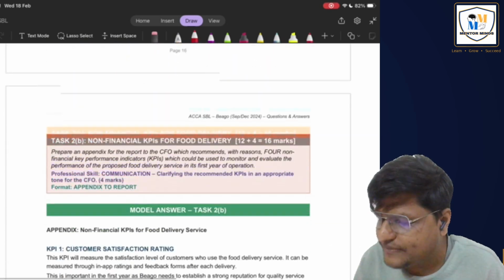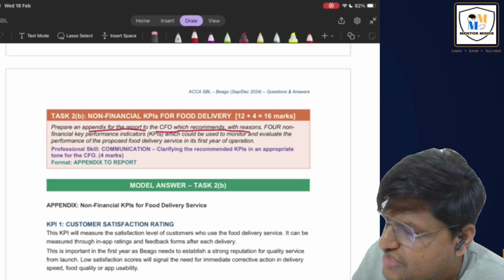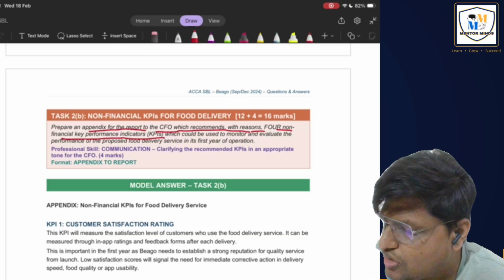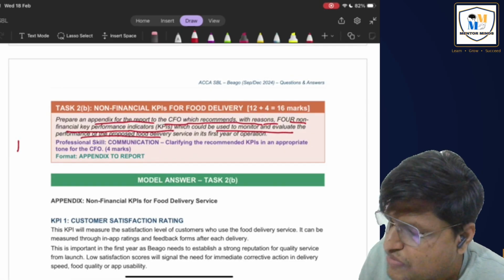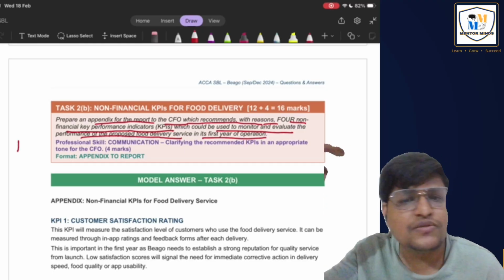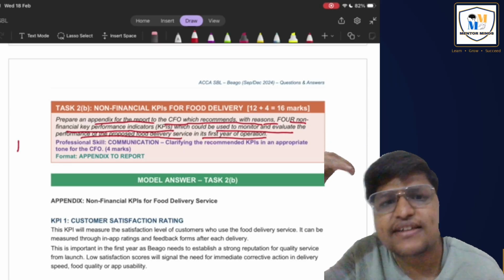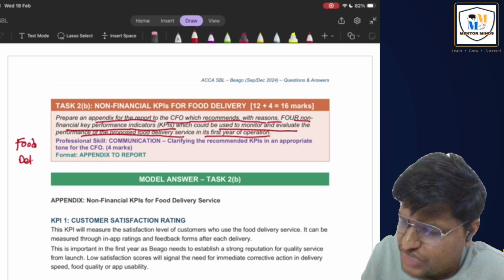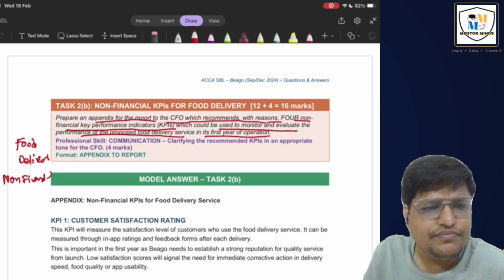Then the next task is to prepare an appendix for the report to the CFO which recommends, with reasons, non-financial key performance indicators. So now non-financial KPIs they want, which could be used to monitor and evaluate the performance of the proposed food delivery in the first year of services. So this is why I'm saying we should read all the tasks together so we are aware that okay, what answers we need to find. So now first thing is we need to make a report on food delivery and then we have to make a report on non-financial KPIs, right?